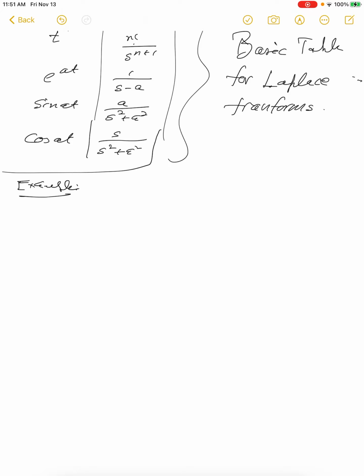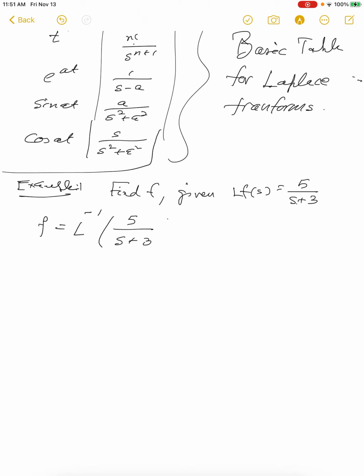So I'm more interested in finding the inverse transforms. So let's try to do the problem on finding the inverse transforms. Find f given that L(f)(s) is equal to 5 over s plus 3. So you have to recall, you have to have your table in front of you. So e to the at gives you 1 over s minus a. So you can write this in the following way. This is the inverse transform, which is L inverse of 5 over s plus 3.